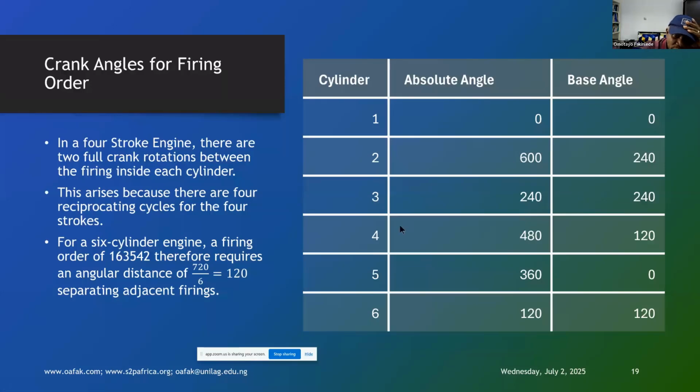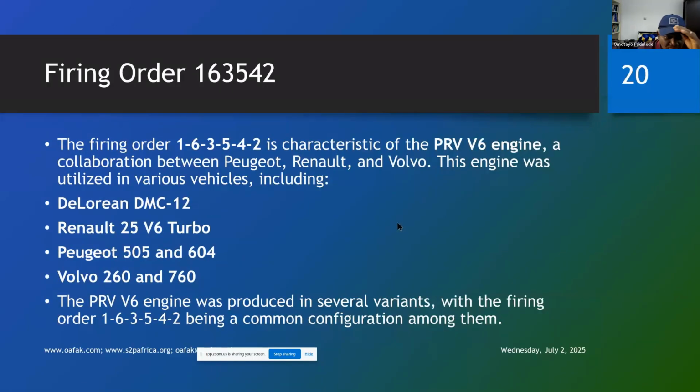So let us now go on. I also did some research and found out that 163542 is characteristic of the PRV V6 engine. The engines that use that sequence include DeLorean, Renault, Peugeot, and Volvo. There are some American vehicles that also use 163542. So 163542 is a common configuration among vehicles for firing orders.